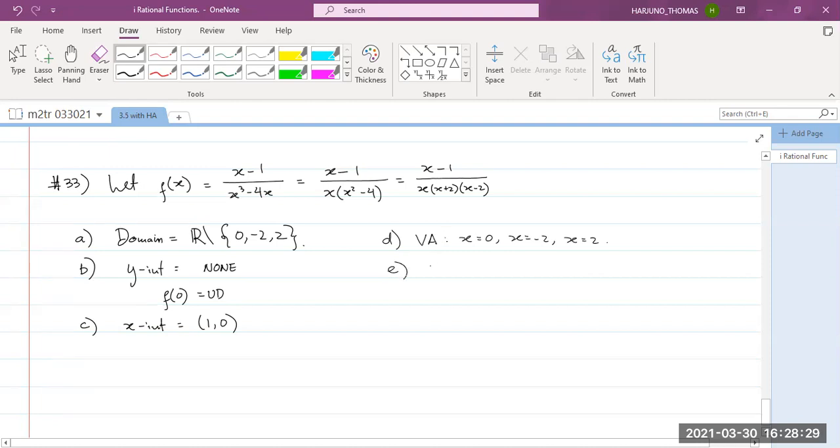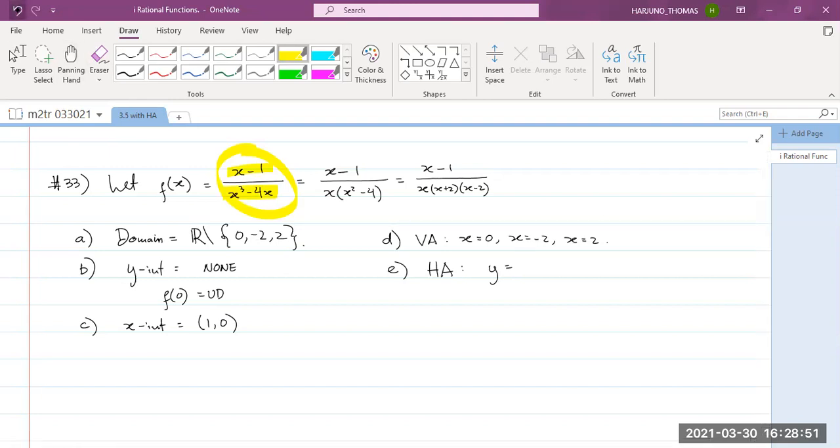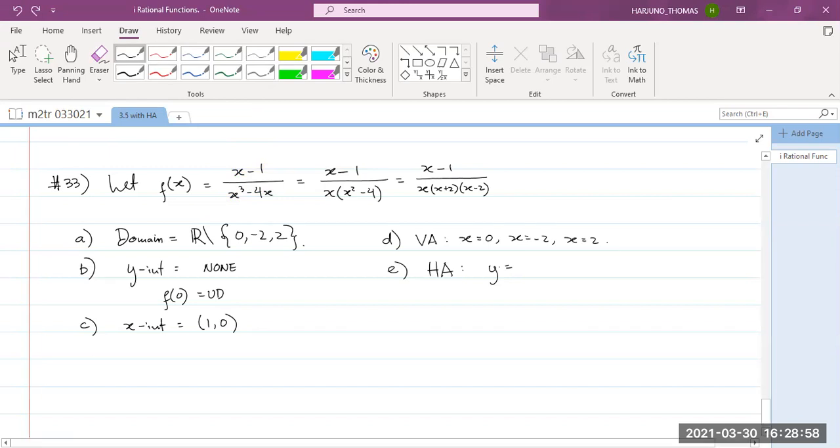Part E, horizontal asymptote. The degree on the top is less than the degree at the bottom, which means as x goes to infinity, this goes to infinity, but this goes to infinity a lot faster. Okay, the denominator goes to infinity a lot faster, and the quotient overall gets a lot smaller, very, very close to 0. Okay, that's the logic behind that. So that will be y equals 0.